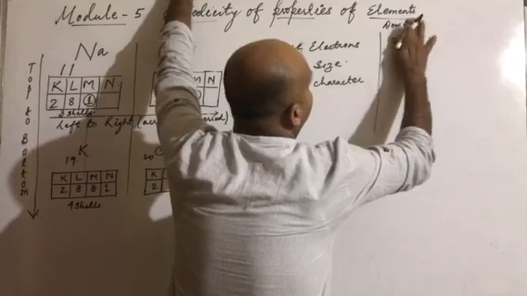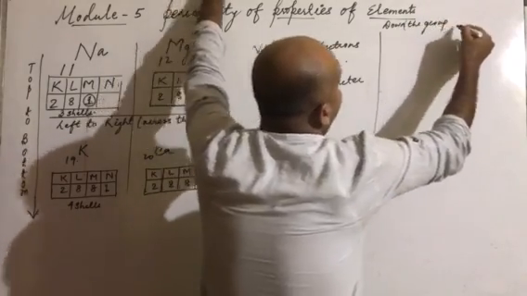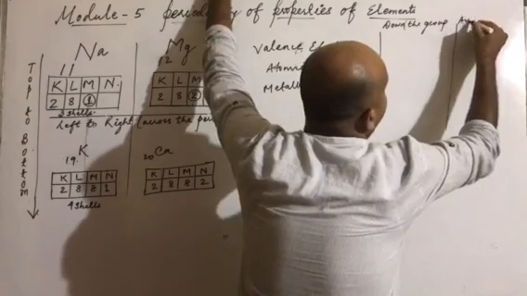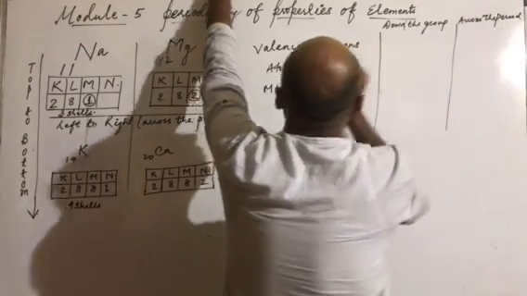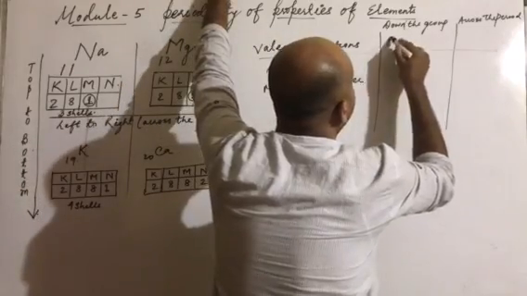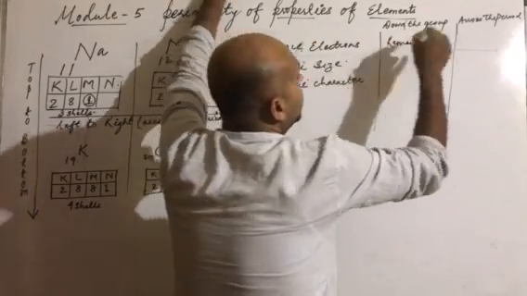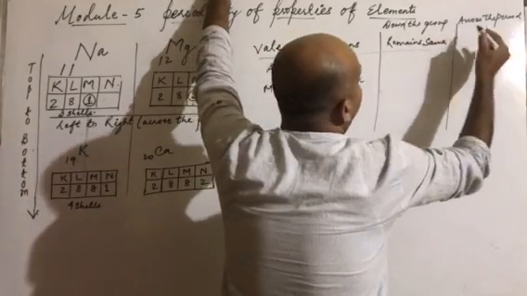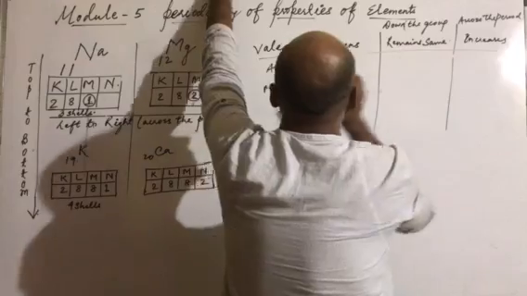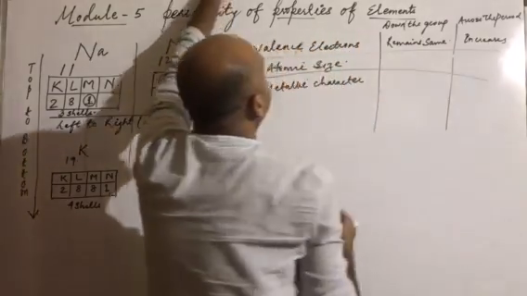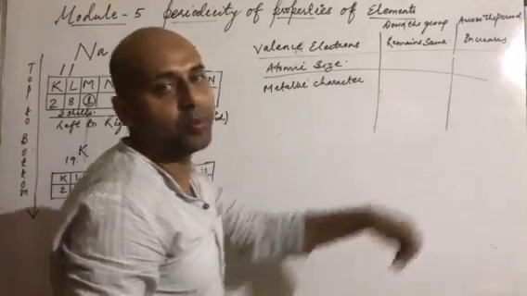When you write down the group, I am talking about top to bottom, and here you are going to write across the period. When I say across the period, we are talking about left to right. Is it clear? Now accordingly, valence electrons down the group remain the same, and across the period they increase. In the case of atomic size, we have discussed that as we move from top to bottom, the atomic size increases, and across the period, the atomic size decreases.